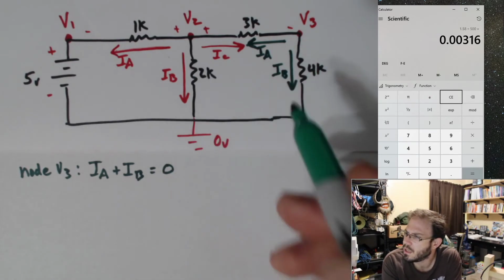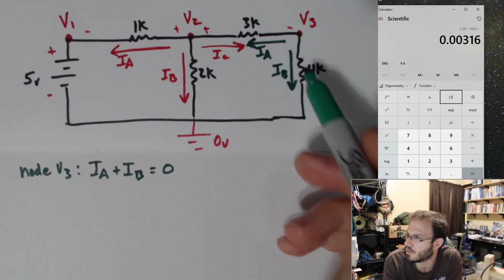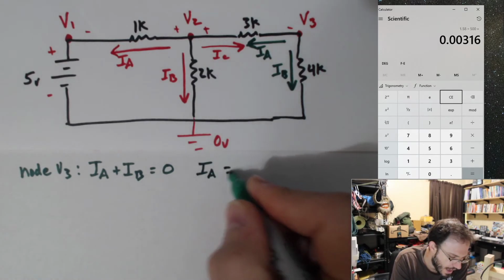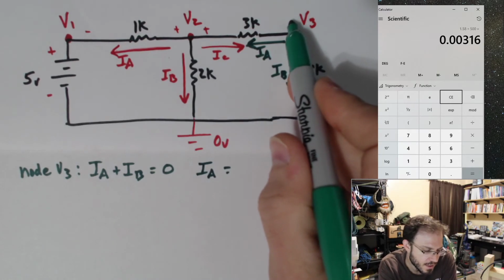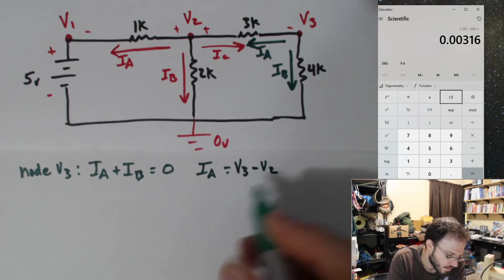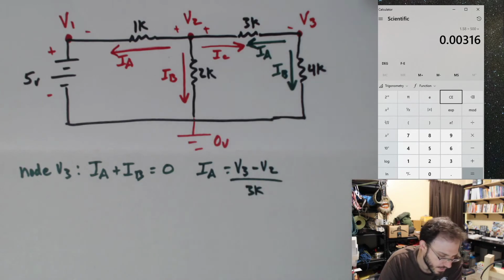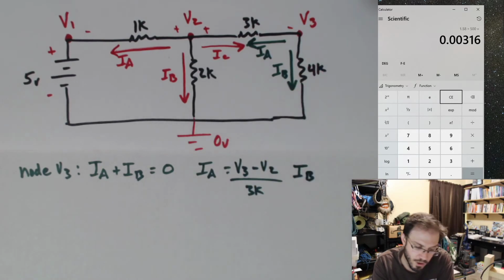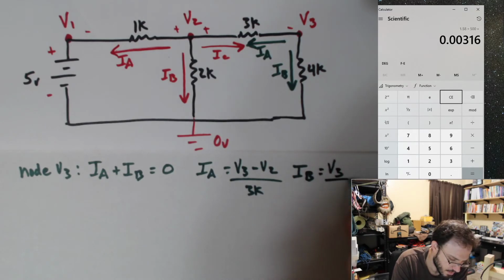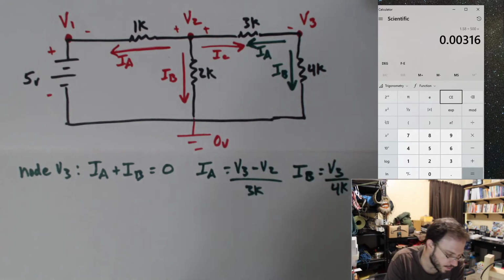Okay, so I don't need to have 3 currents or 4 currents. I don't need to have more than 2. I can do this with just 2 currents here. All right, let's write out what IA and IB are. IA, again, I'll use the polarity. It goes from a plus V3 to a minus V2, all divided by 3K. And for IB, well, I picked this to be 0, so I can just say the voltage drop across the 4K is just V3. Plug those back in.